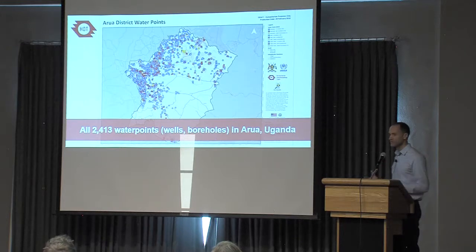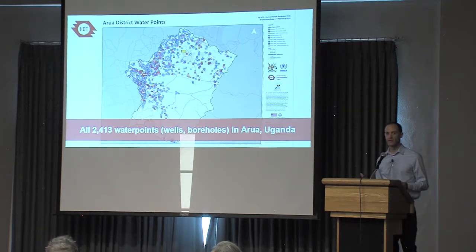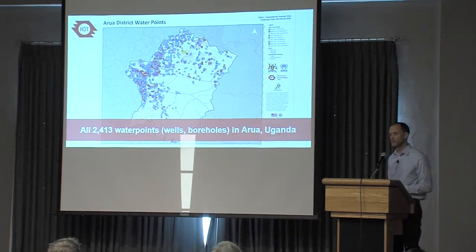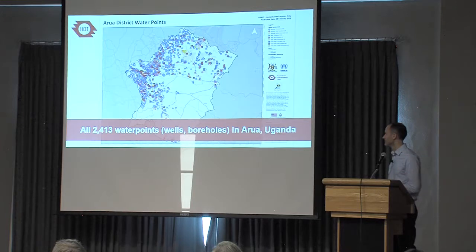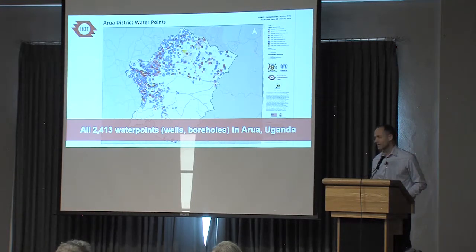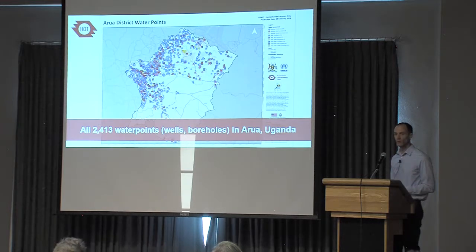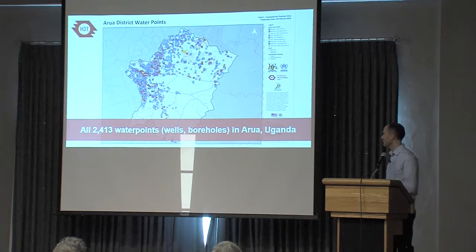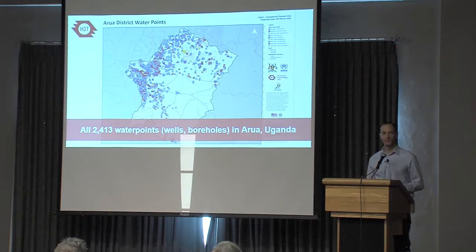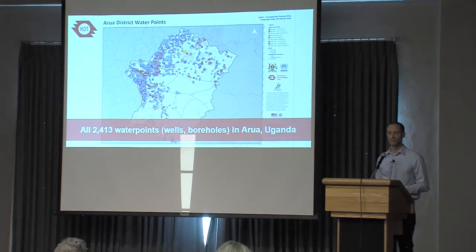So through this process of YouthMappers coming together in Uganda, the global community helping to map, and then some HOT team members on the ground, we've been able to map all of the water points. This is another neighboring district to Yumbe, Arua, and you can see we've covered 2,413 water points. The interesting thing about this map is that you can see which points are functional and which points are non-functional. The ones in blue are functioning, the ones in red are non-functioning.